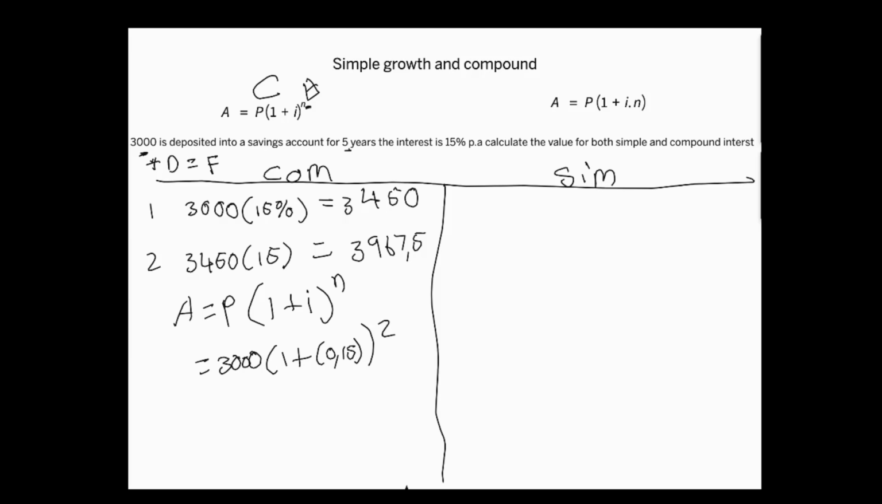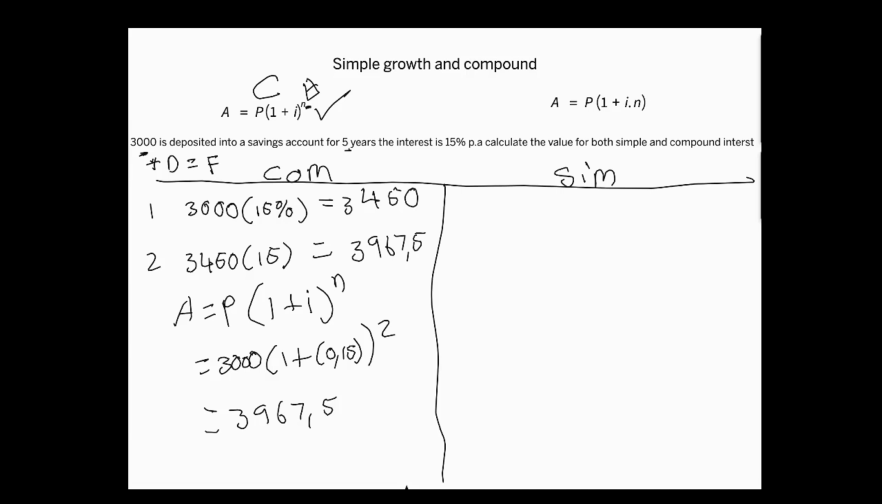Now put that in my calculator. I'm going to say 3,000, 1 plus 0.15, close bracket, to the power of 2. I get the final answer of 3,967.5. As you can see, although I was doing this calculation individually for each year, if I just take all the values that I was given and plug it into this formula, it'll still give me the same answer, right?